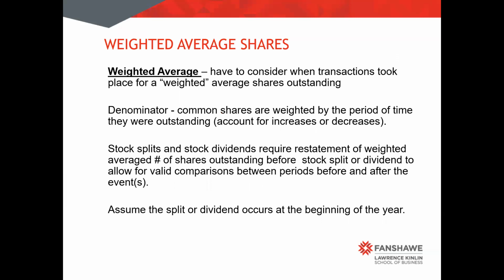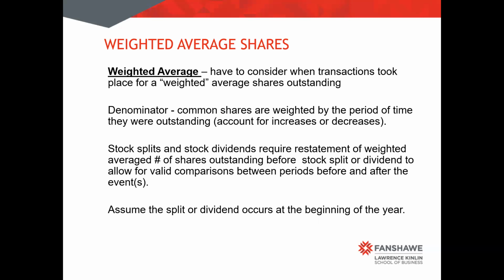Looking at the average number of shares, when you look at weighted average, you need to consider when transactions took place. So if you increase the number of shares at a period of time that wasn't the full year, you need to weight it by the number of months that they were in force or in issuance. So that denominator, the common shares, is weighted by the period of time. Any stock splits, stock dividends, et cetera, require a restatement of the weighted average number of shares outstanding before the stock split in order to have valid comparisons between periods before and after the event.